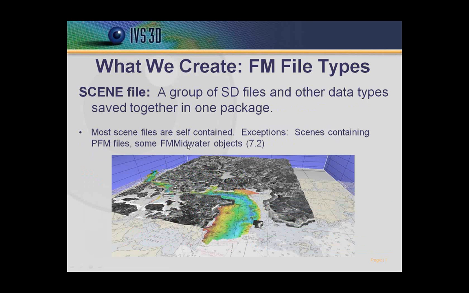The second type of file that we create is a scene file. That's when you have many, many different SDs and you save them together in one package. Here's an example of a saved scene with several different SD files visible. I have an image SD. Here I have a bathymetric SD in the center. And there's a draped orthophoto SD in the gray area there.